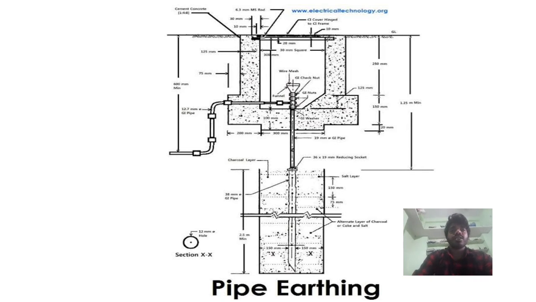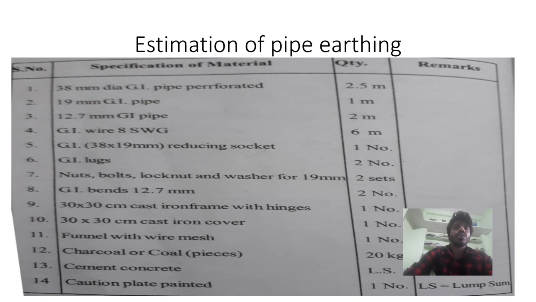Next, coming to the last point, a GI wire of 8 SWG is connected to the bottom of the rod and brought out, fitted at the common earth point in the main board.